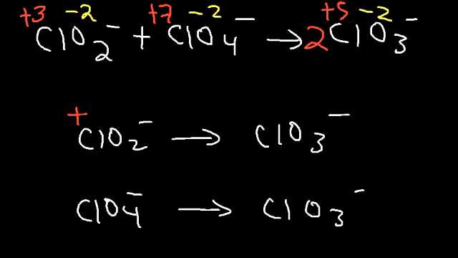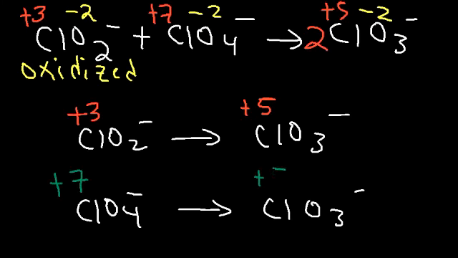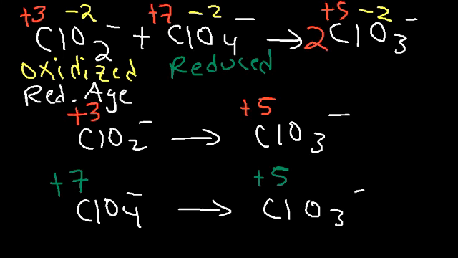So here, chlorine went from 3 to 5. So it lost 2 electrons, and the oxidation number went up. So therefore, the chlorine atom in ClO2 was oxidized. And the chlorine atom in perchlorate, it went from 7 to 5. So it gained 2 electrons. It was reduced. So reduction occurred. Therefore, the chlorite ion is the reducing agent, and the perchlorate ion is the oxidizing agent.